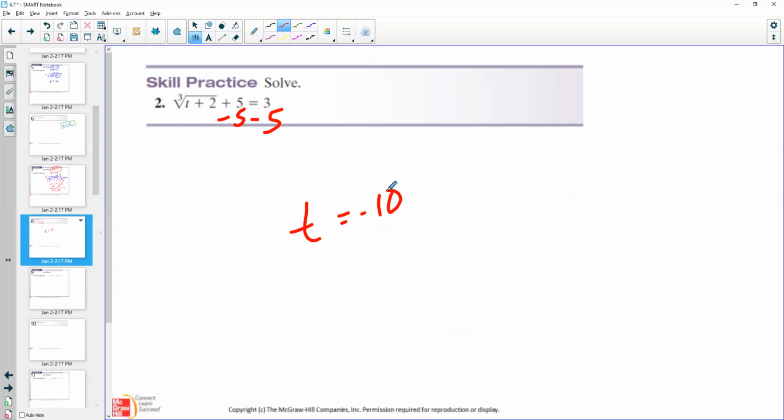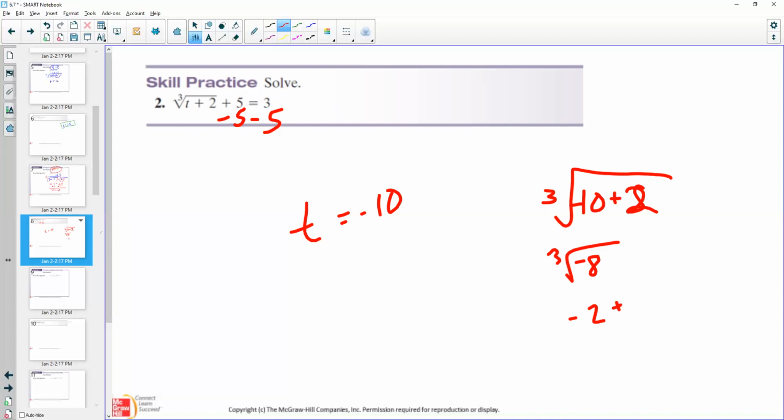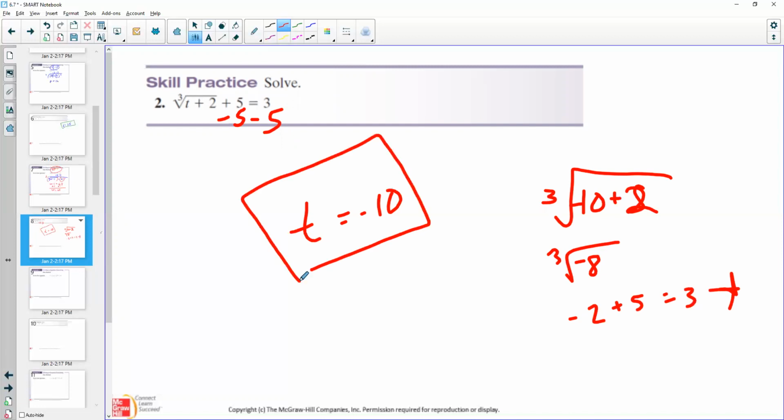Now, just because the answer is negative doesn't mean that's not going to work. It means you ought to check. So here, I'm going to get the cube root of negative 10 plus 2. Okay, that's going to be the cube root of negative 8, and that's real because the cube root of negative 8 is negative 2. Negative 2 plus 5 is 3. So don't assume that a negative answer is not going to work.